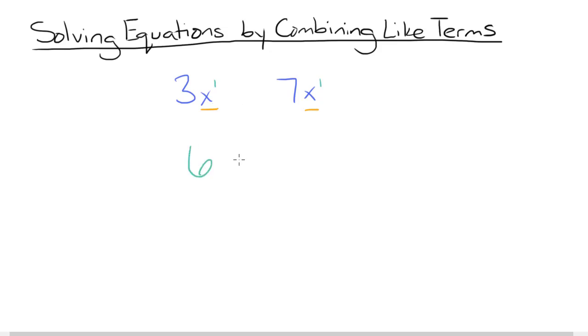Constants like 6 and negative 8 are also considered like terms and can be combined. So if we were to add these two terms, we would have 6 plus negative 8, which would give us negative 2. So let's take a look at an example where we'll use this to solve an equation.